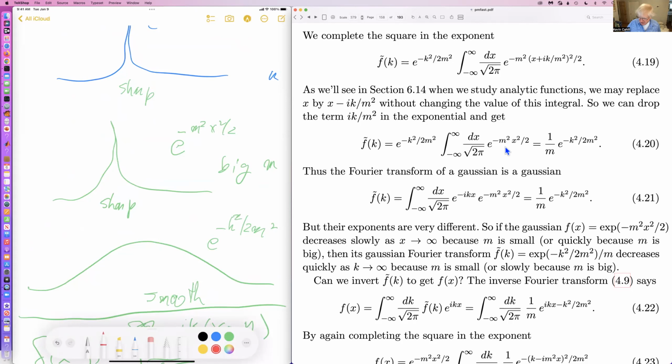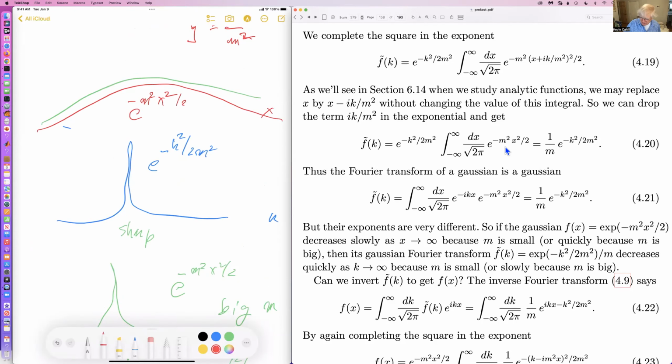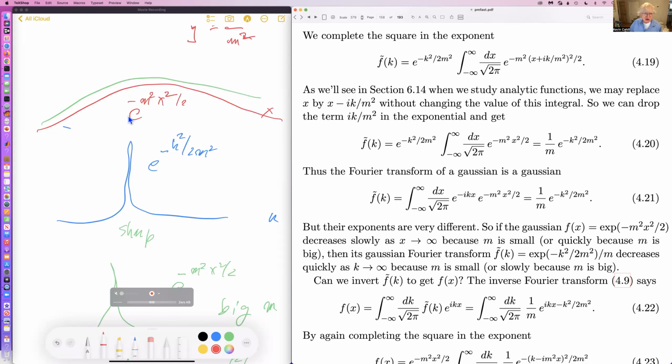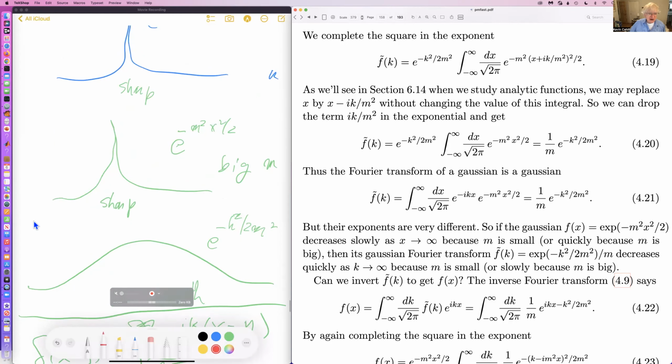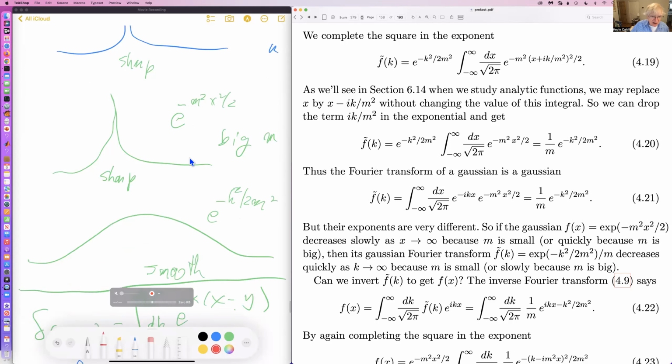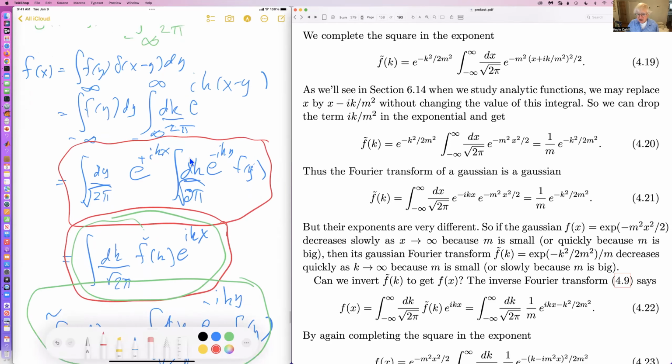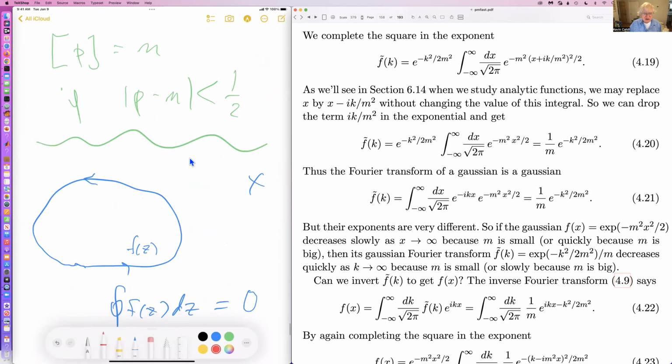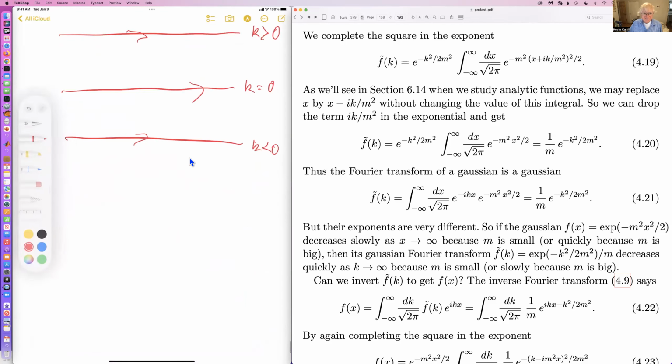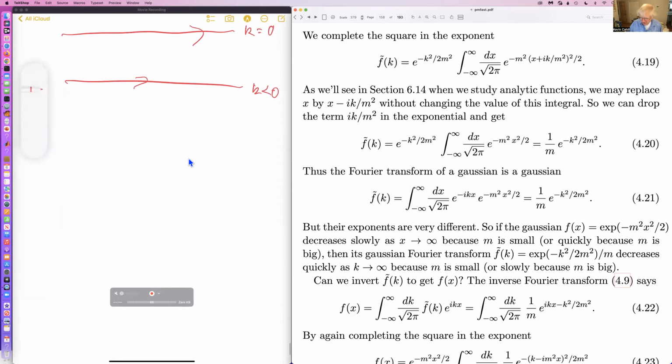On the other hand, this is when x is very smooth, but then e to the i kx, the f of k function, it's Fourier transform. The Fourier transform of a smooth Gaussian is a very sharp Gaussian. And the Fourier transform of a sharp Gaussian, e to the minus m squared x squared over 2, where m is big, is a smooth Gaussian. So this is something to keep in mind because it shows up a lot. There's a lot of physics that depends upon nothing other than that.